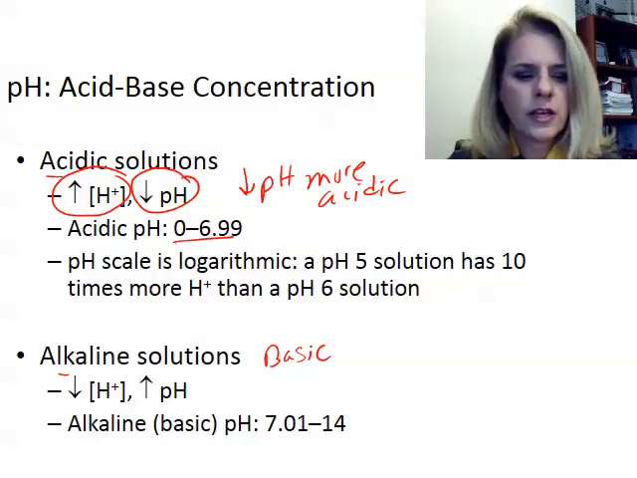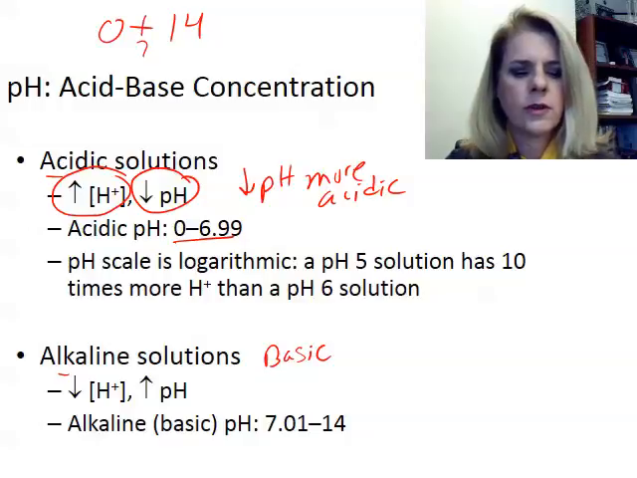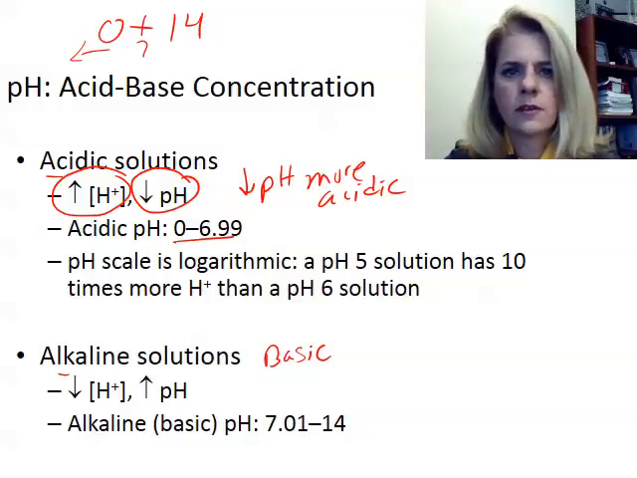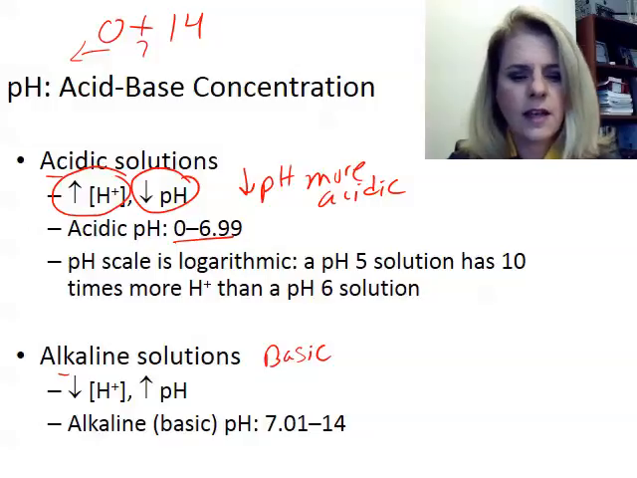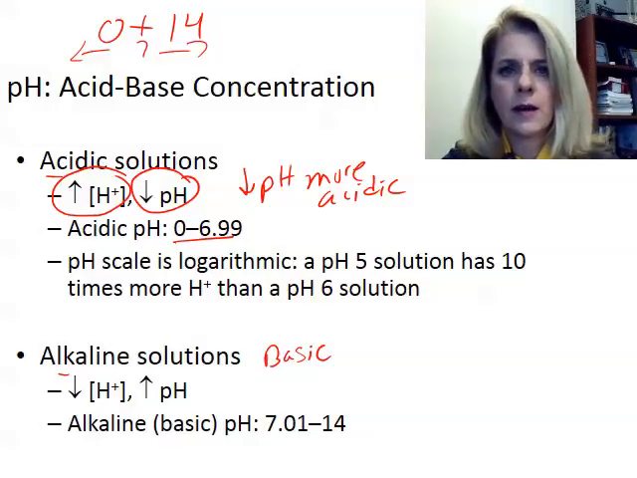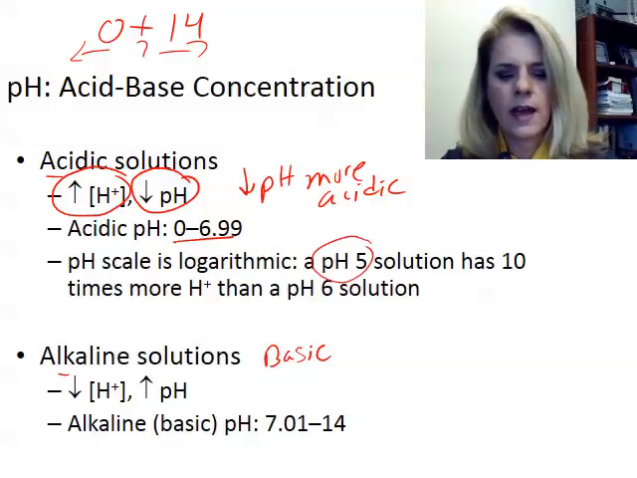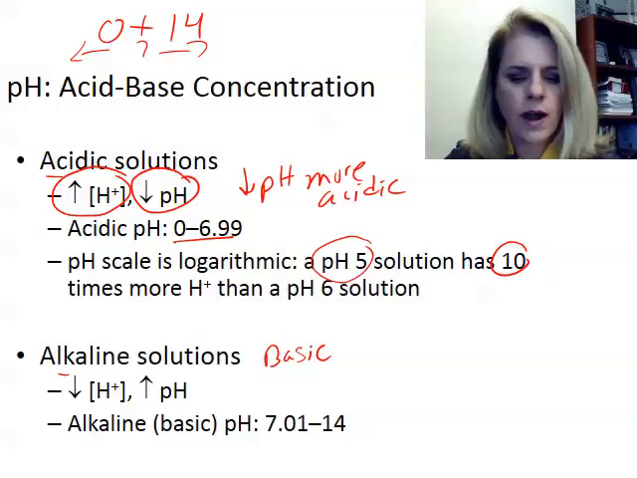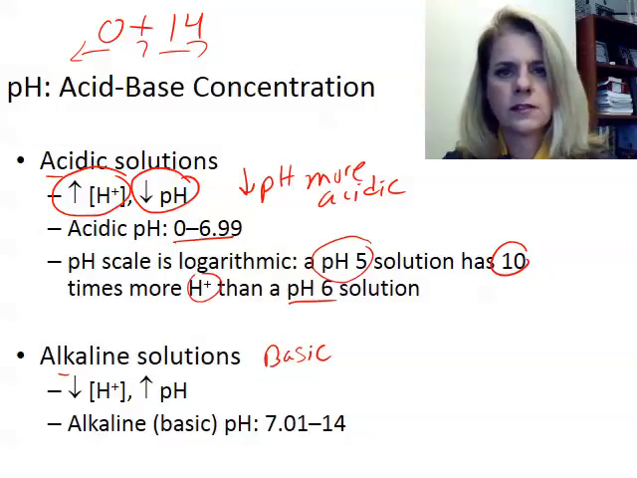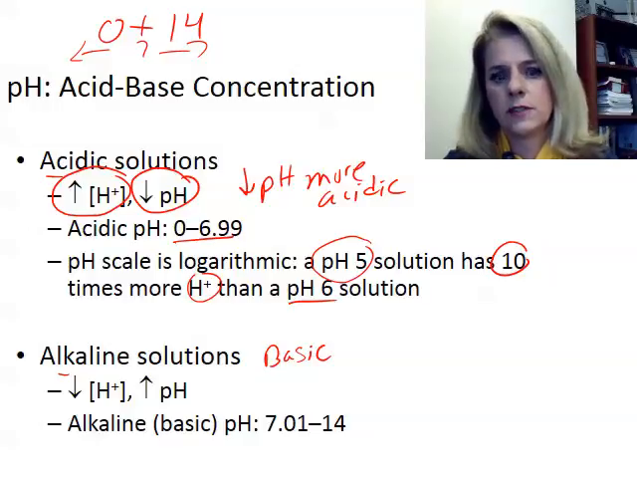Now your pH scale is going to be 0 to 14, with 7 being neutral. So anything from 0 to 7 or 6.99 is an acid, and anything above 7 is going to be a base or alkaline. Now your pH scale is logarithmic. That means a pH of 5 has 10 times more hydrogen ions than a pH of 6. So pH 5 is more acidic than pH of 6.